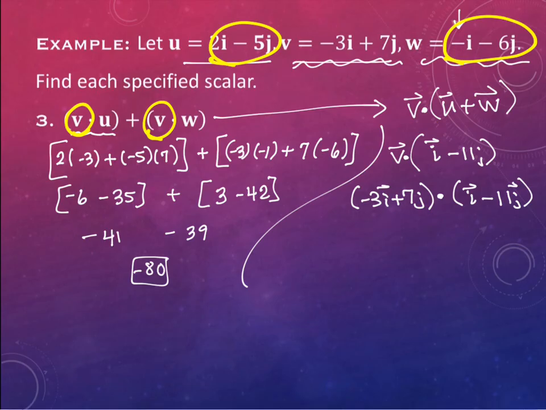Okay, so dot product says I only multiply, kind of like with the addition, I only multiply the i components together. So this is -3 and +1, right? And I only multiply the j components' coefficients together. So this is 7 and -11. So the first one's -3, the second one is -77. And what do we get? -80. We get the same thing.